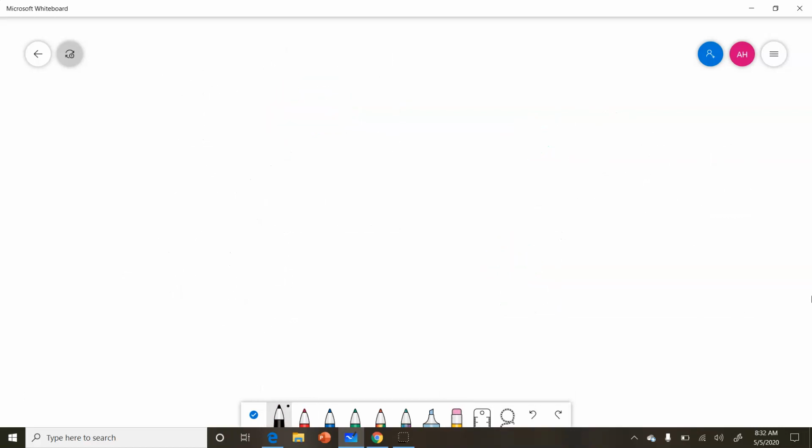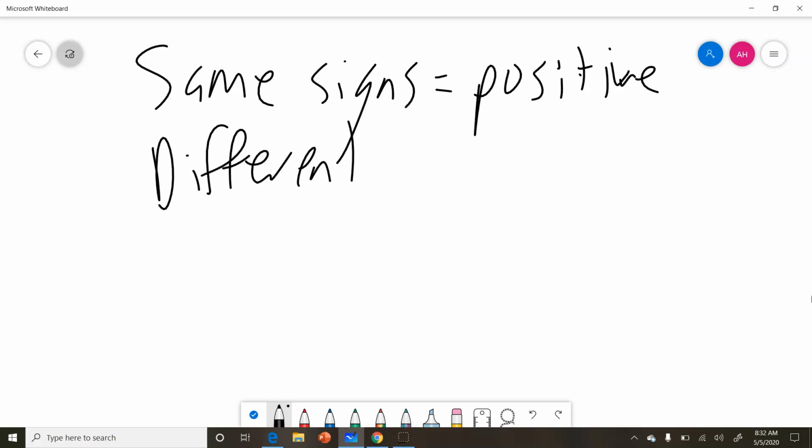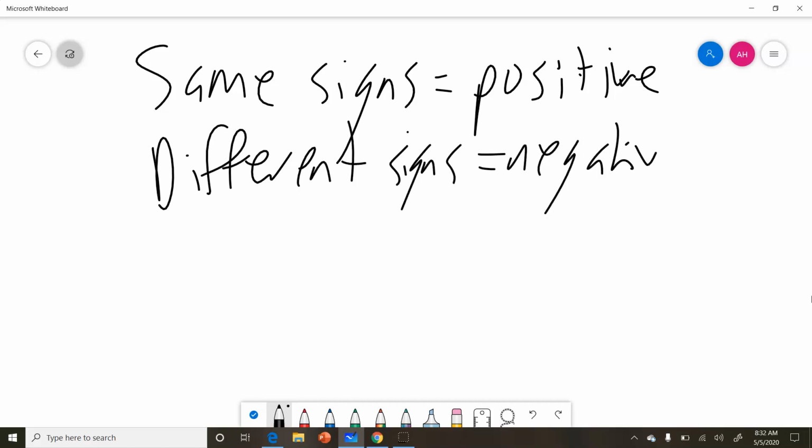So let's go over this rule. It's pretty easy. Same signs equal positive, for both multiplying and dividing. Same signs equal positive, different signs equal, you guessed it, negative. These are just the rules, so you learn this, you'll be good to go. I know most people don't struggle with this. It's very straightforward, so that's fun.